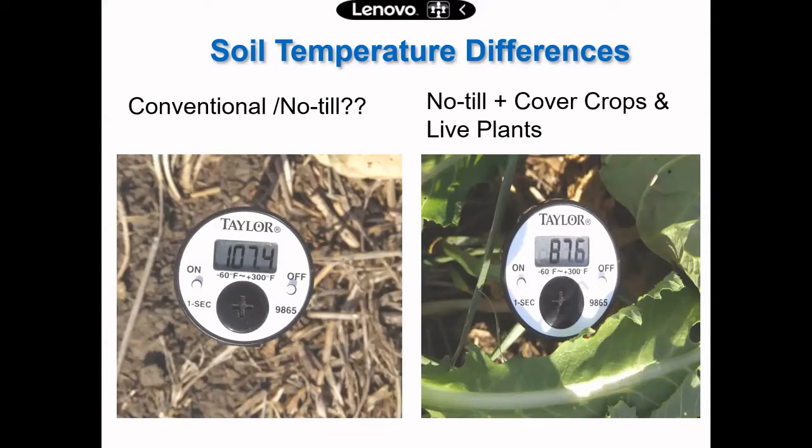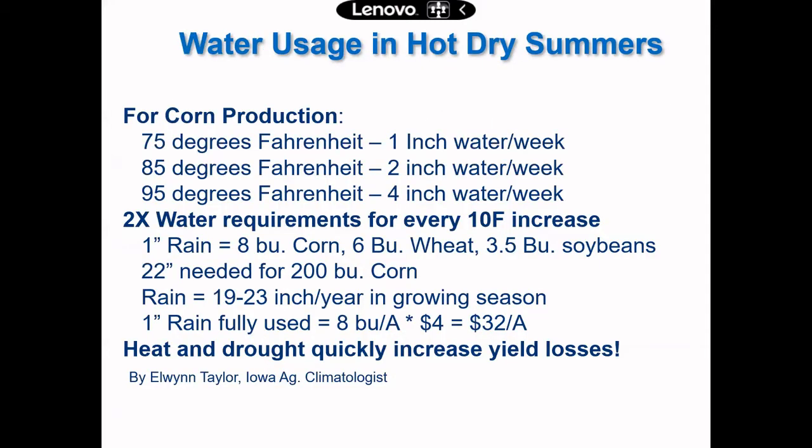Also, soil temperature. There's big differences with no-till and covers compared to conventional soils. Conventional soils, maybe this is a minimum till. You can see that when the sun beats down on it, the temperature goes up quite rapidly. It can go up to over 100 degrees. Whereas where we've got a little bit of cover and live leaves, it shades the sun and the temperature is a lot lower.